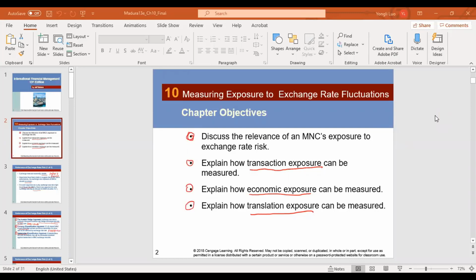The learning objectives include: 1. Discuss the relevance of an MNC's exposure to exchange rate risk. 2. Explain how transaction exposure can be measured. 3. Explain how economic exposure can be measured. 4. Explain how translation exposure can be measured.